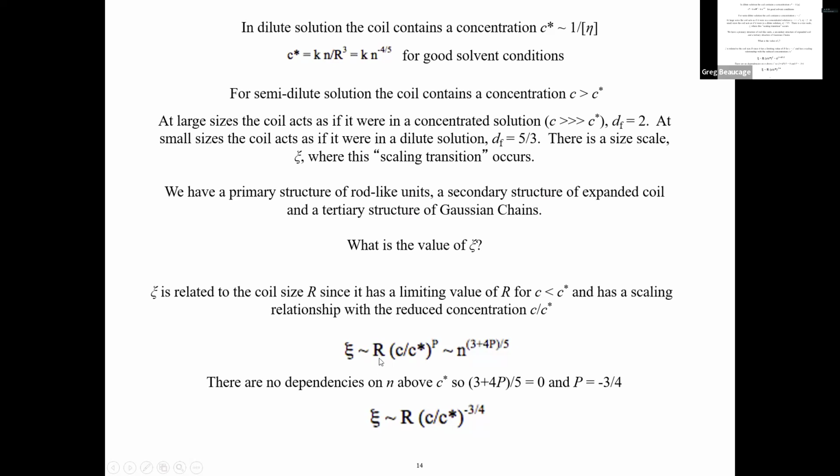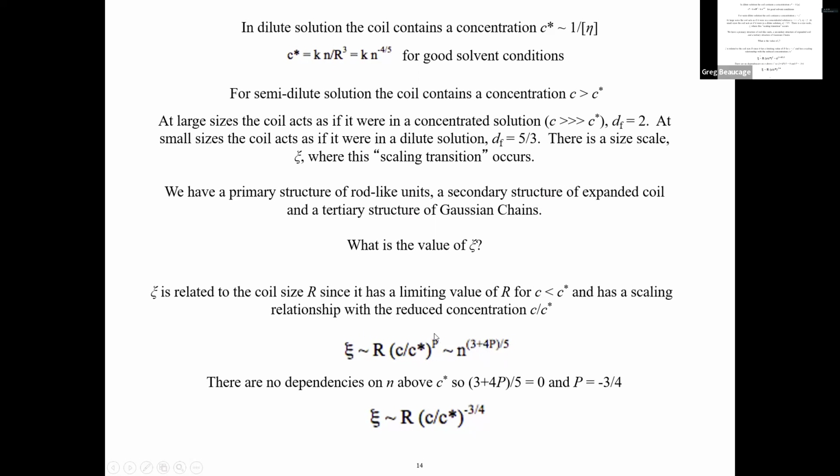So R is the Gaussian coil size, or the excluded volume coil size. And then this is a number, and you say it's going to be a power law dependence, because everything in polymers is power law dependence. So then R depends on N to the 3/5. That's the expanded coil. And then C over C star is this 4/5 thing. So you have 3/5 from this, and then 4 times P divided by 5 for this concentration blob size.